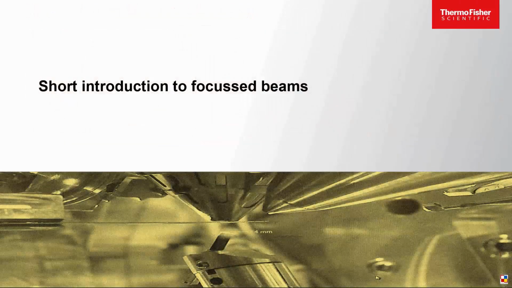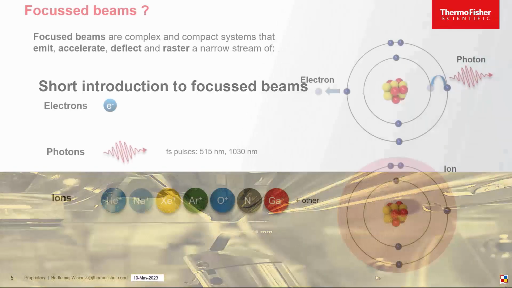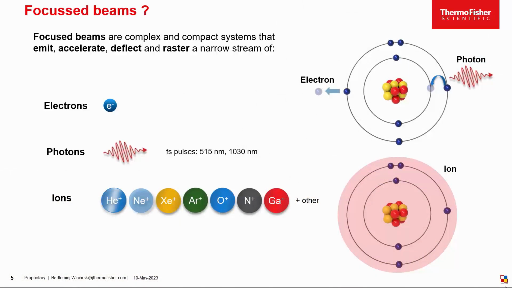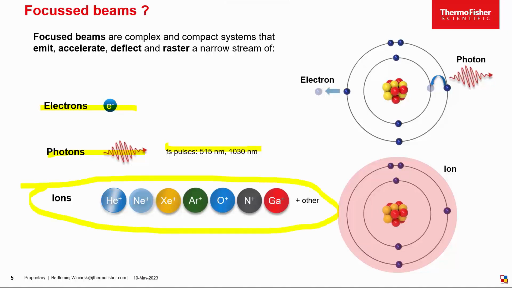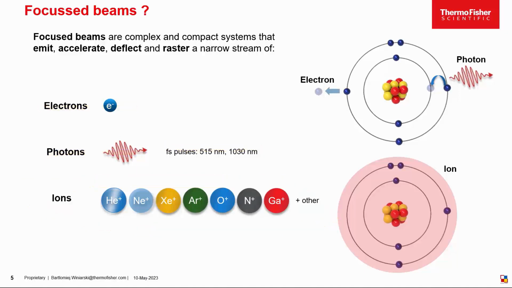Now let me move on and present a short introduction to various aspects of focus beams. Focus beams are complex and compact systems that emit, accelerate, deflect, and raster a narrow stream of electrons, photons, here I'm referring to ultra-short laser pulses in femtosecond timescale having green and infrared wavelengths, and ions, for example noble gases, reactive gases, metal ions, also ion clusters.